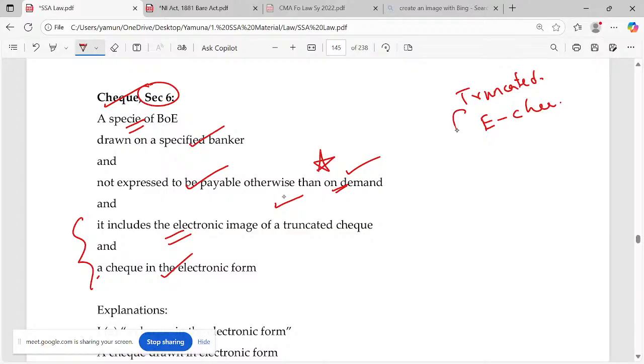What do you mean by truncated check? Means the normal check we are using. What details do you have in this? What data do you fill in? Name. Okay. Name means what? To pay whom? Okay. Then you will fill the date. Then amount in figures and words. Okay. Then sign, signature. Probably you will not fill the account number. Nowadays it has changed: account number, that barcode, all of these will be there.